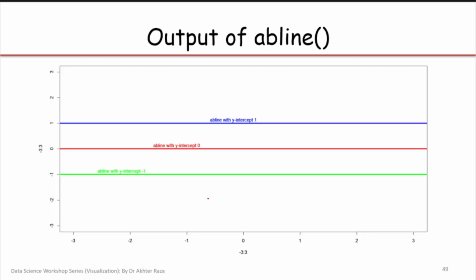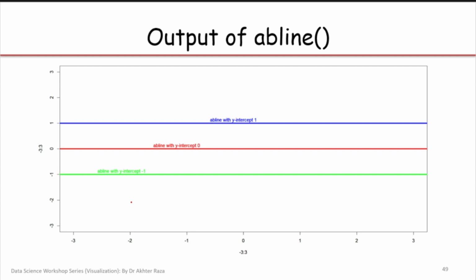This is the output. This is the horizontal line with the y-intercept 0. This is also a horizontal line with the y-intercept 1. And this is the horizontal line with the y-intercept -1 with the green color. And you can see the text is not exactly on the line. It is just above the line. So these were the output of the previous 3 AB line commands with the text.